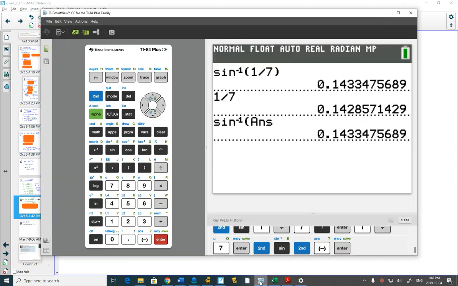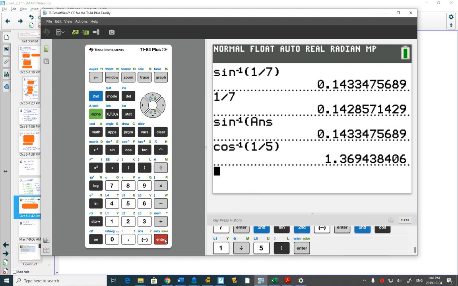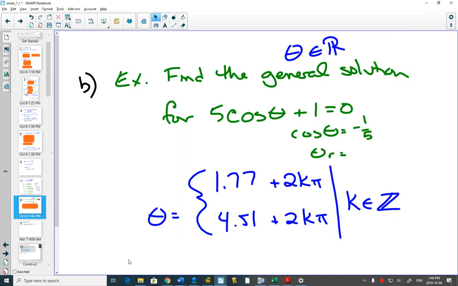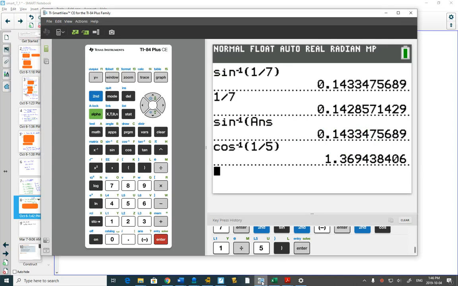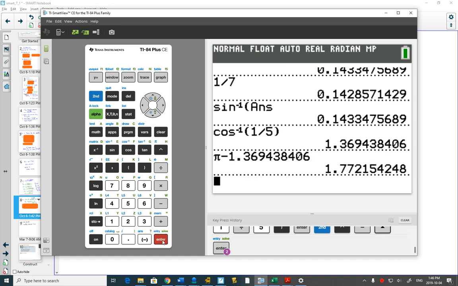Okay, this is where people make mistakes: they do the reference angle with a negative, but the reference angle is just cos inverse of 1/5, 1.37. Reference angle, 1.37. How do I find an answer in quadrant 2? In quadrant 2, I would go pi minus my reference angle, 1.77. How do I find my answer in quadrant 4?